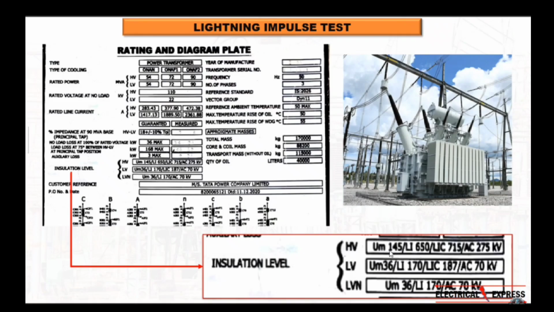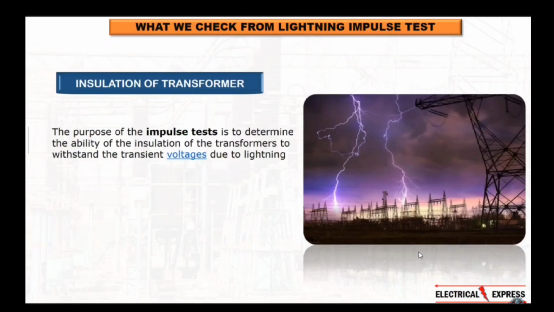If the full rated voltage of the transformer is 145 kV, then how do we test a transformer at 650 kV, and how do we do this test? We will try to understand all these things in this video. So friends, first of all we will understand what we check by the lightning impulse test.